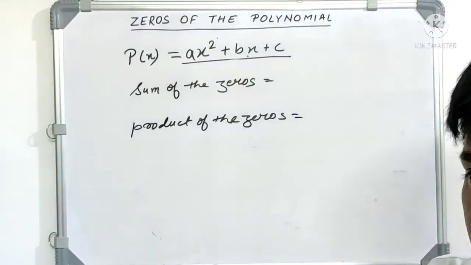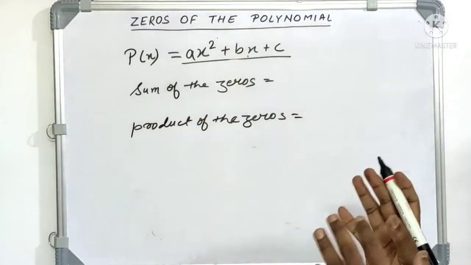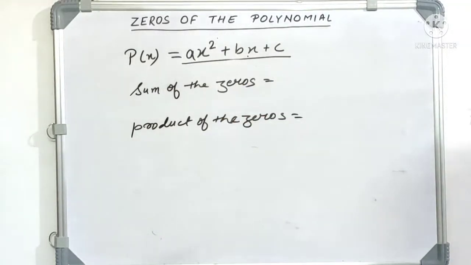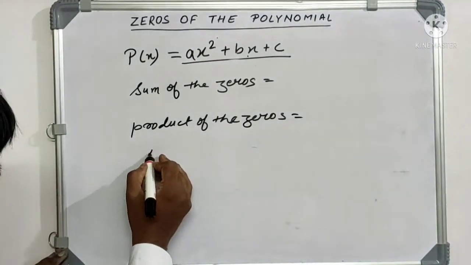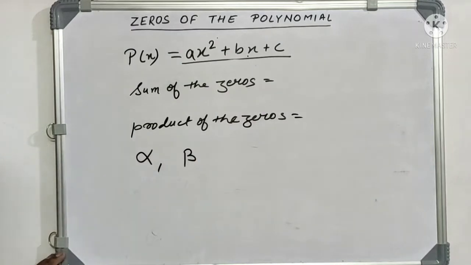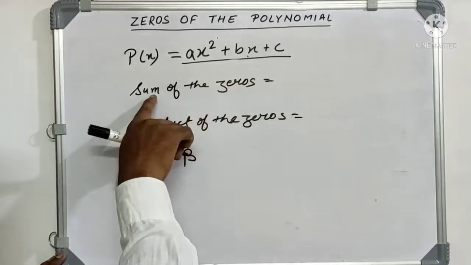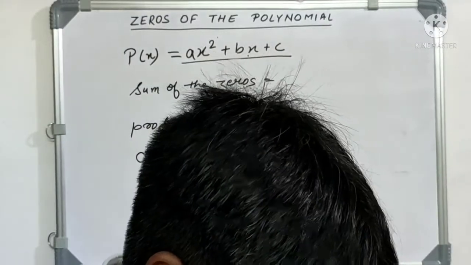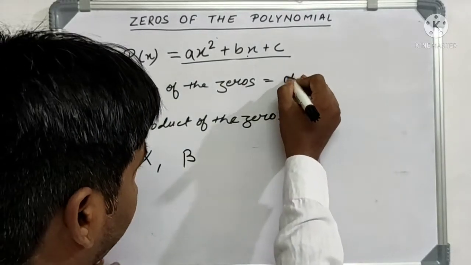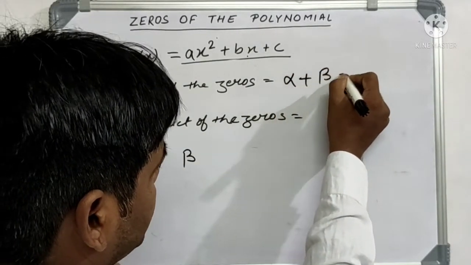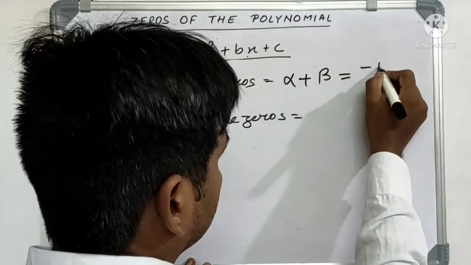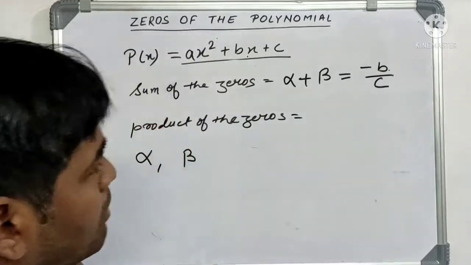Now, whenever we are trying to represent this, it means that after you obtain the solutions of this quadratic equation, the values alpha and beta could be represented in the form of the sum of the zeros and the product of the zeros. So for that we have a representation like this. Alpha added to beta can be represented as minus b upon a.